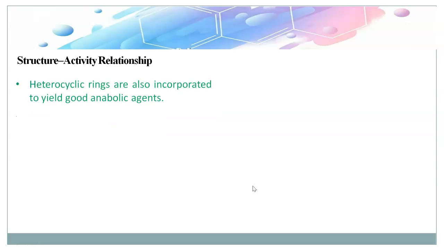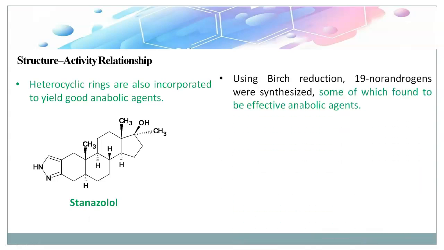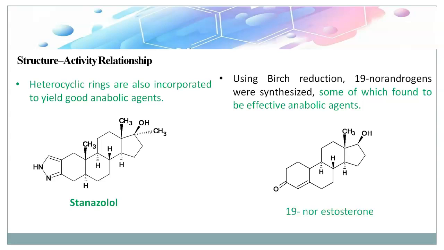The next point is that heterocyclic rings are also incorporated to yield good anabolic agents. So here is the introduction of a heterocyclic ring, and the formed compound is stanozolol, which has very good anabolic activity. Using bridge reduction, 19 norandrogens were synthesized, and some of them were found to be effective anabolic agents.